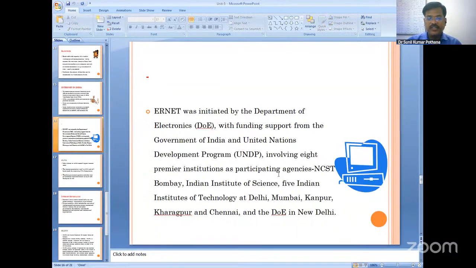ERNet was initiated by the Department of Electronics with funding support from the Government of India and the United Nations Development Programme. It involved 8 premier institutions as participating agencies: NCST Bombay, Indian Institute of Science, 5 Indian Institutes of Technology, IITs at Delhi, Mumbai, Kanpur, Kharagpur, and Chennai, and the Department of Electronics in New Delhi. These 8 initiated what we are now getting as internet.